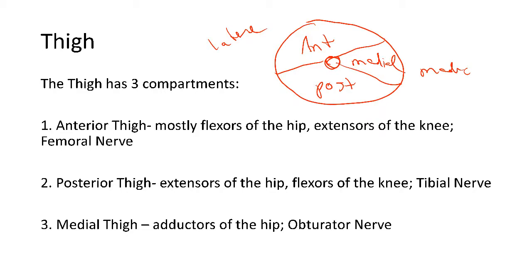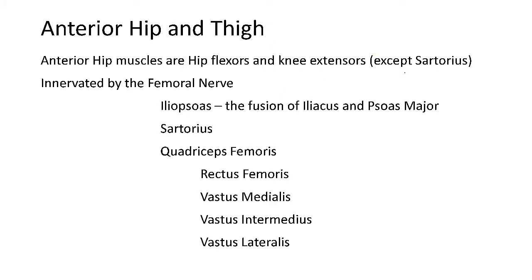The medial thigh, on the other hand, is about the obturator nerve because it's all about the adductors. And they get names like adductor brevis and adductor magnus. So we have the adductors in the medial thigh, the hamstrings in the posterior thigh, and the quadriceps in the anterior thigh. We'll start with the anterior hip and thigh.